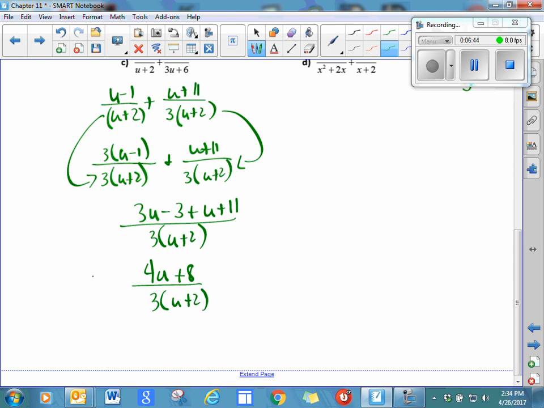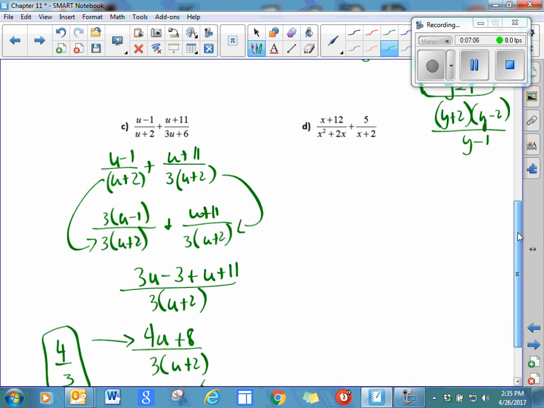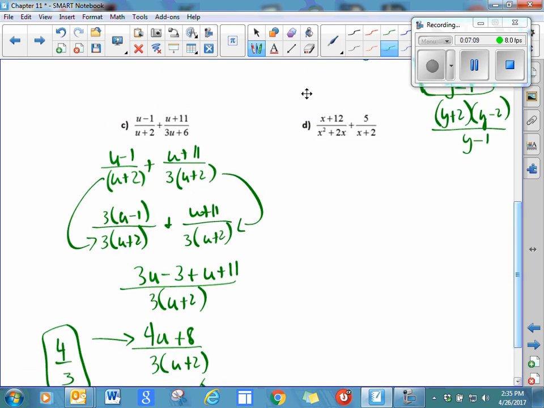And now you might notice that we're not finished factoring this numerator. We can factor out a 4, and we have u plus 2. And in the denominator, we have 3 times u plus 2. This u plus 2 is a common factor. We can cancel them out. And our answer for this problem ends up being 4/3. Kind of cool, huh? This is fun, actually. Lots of fun. All right, one more.